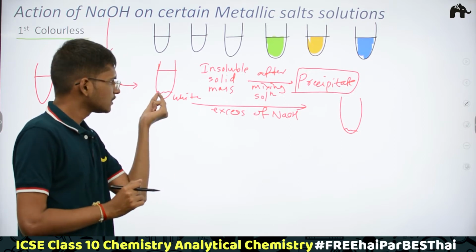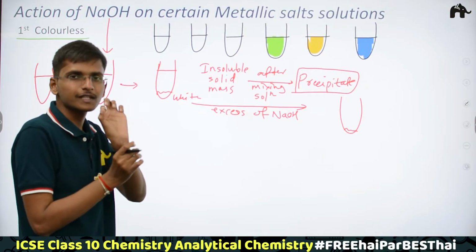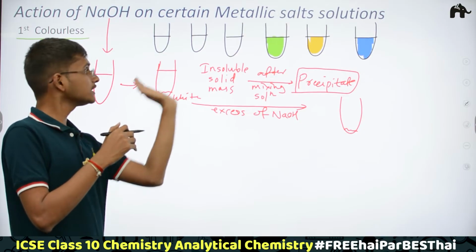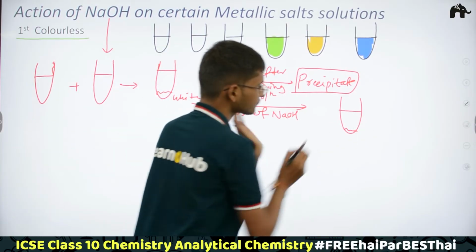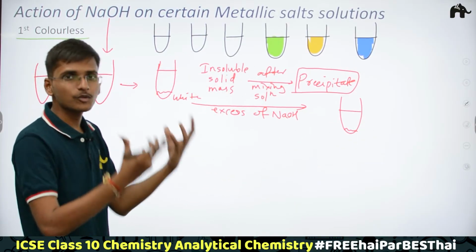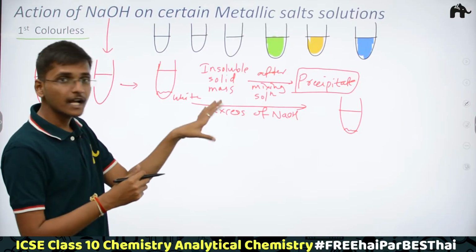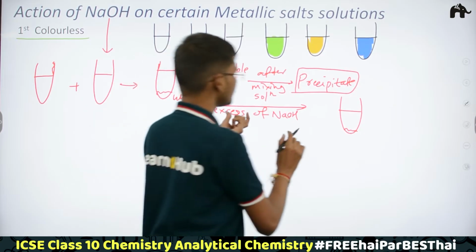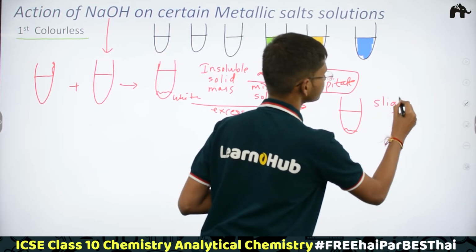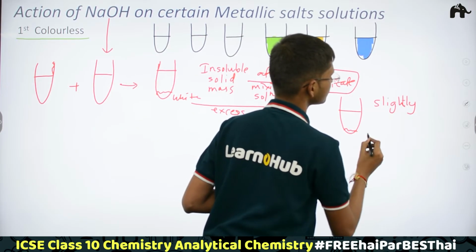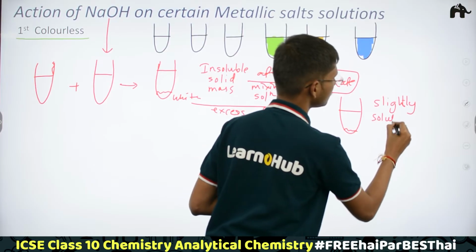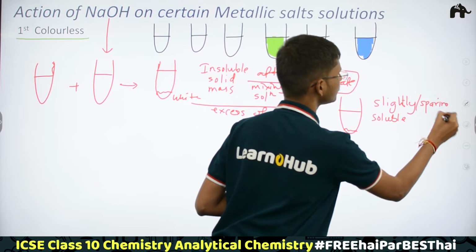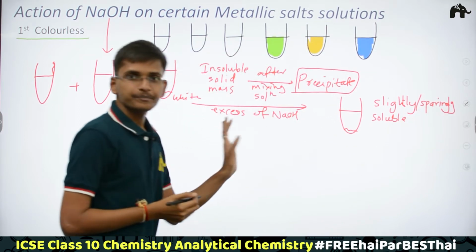This means that a slight amount of this white precipitate has vanished, it is dissolved in the solution after adding excess, a large amount, of NaOH. This means that we can say that this white precipitate is slightly soluble in excess of NaOH, right, slightly soluble, or you can say sparingly soluble, okay, you can use the word slightly or the word sparingly.